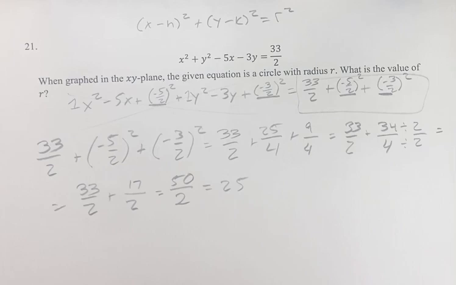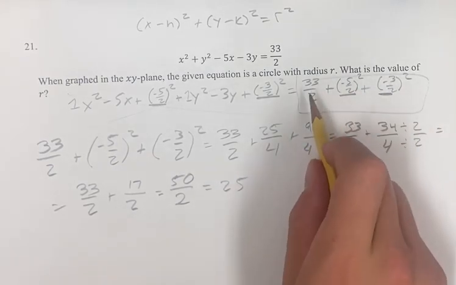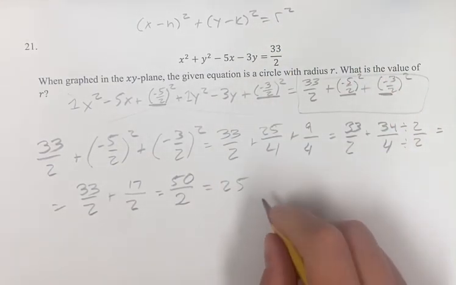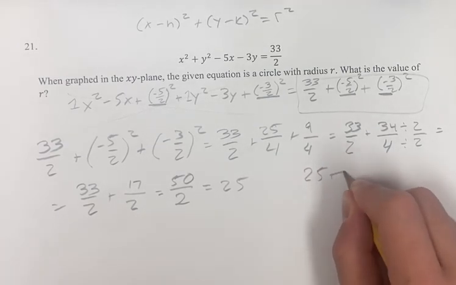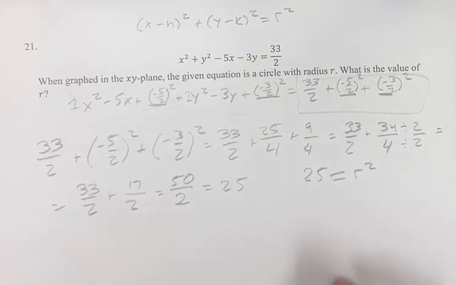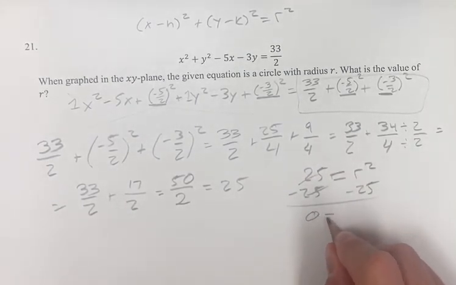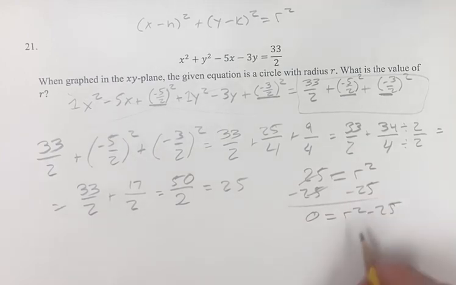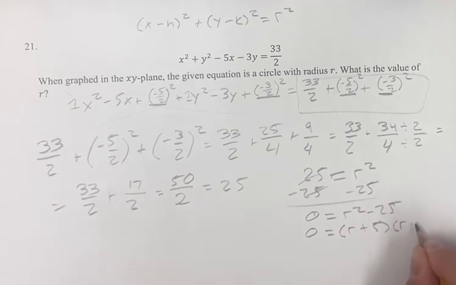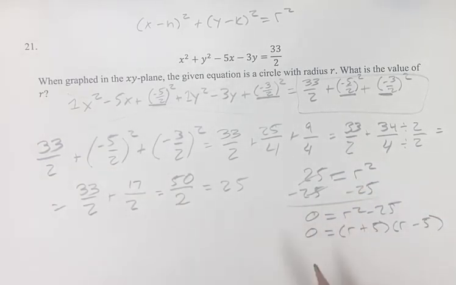So what does that mean for this problem? That means that 25, this value on this side, is equal to r squared. So if 25 is equal to r squared, we can subtract 25 from both sides. 0 is equal to r squared minus 25. Difference of two squares. You can just take the square root of both sides, but I find it hard to remember that you have to take the plus or minus of the square root of 25. I just think it's easier to factor it out.